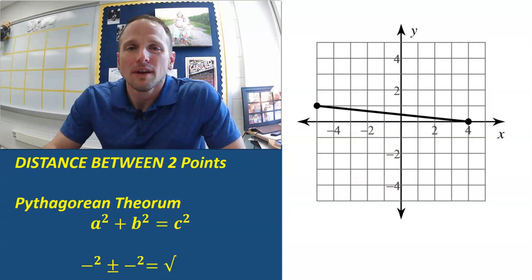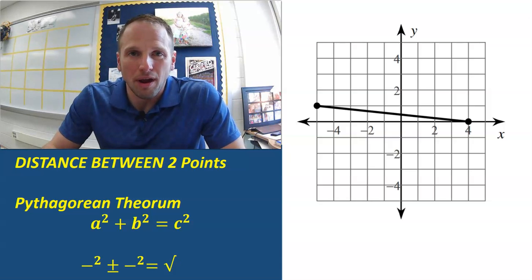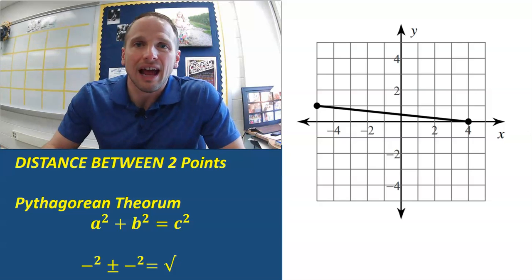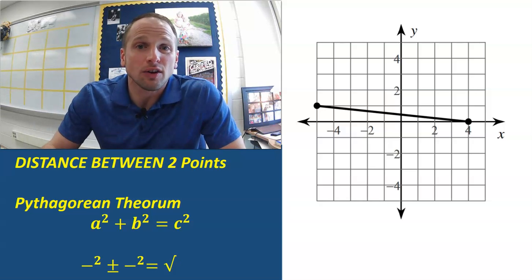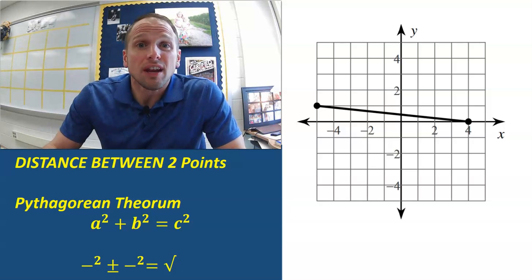Okay, welcome back. So we are already pros at using the Pythagorean theorem, right? We did that last time. A squared plus b squared equals c squared when you're trying to find the missing length of a side on a triangle, on a right triangle. Today we're going to apply that.